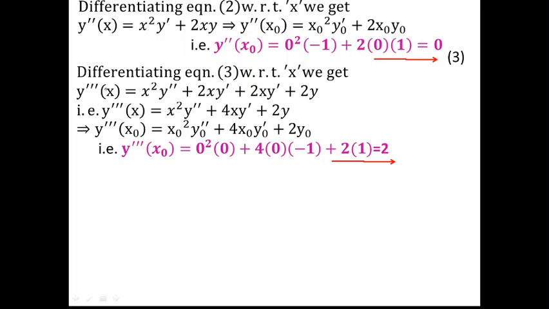So we get the third derivative as x square y double dash plus 4x y dash plus 2y, and then putting x as x0, x0 is a constant value, right? Accordingly the values of y, y dash, y double dash get replaced by y0, y0 dash and y0 double dash. Simplifying, we will get this as 2. So in this way we have calculated the third derivative.